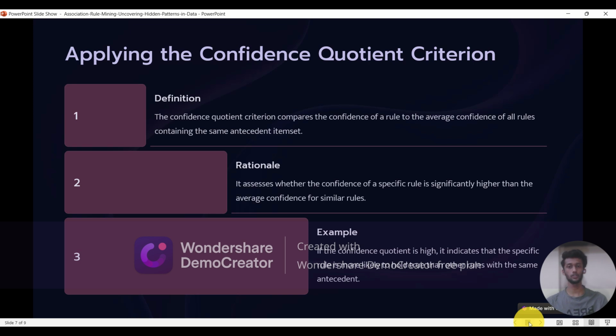Definition: the confidence quotient criterion compares the confidence of a rule to the average confidence of all rules containing the same antecedent item set. Rationale: it assesses whether the confidence of a specific rule is significantly higher than the average confidence or not. For example, if the confidence quotient is high, it indicates that the specific rule is more likely to hold true than other rules with the same antecedents.